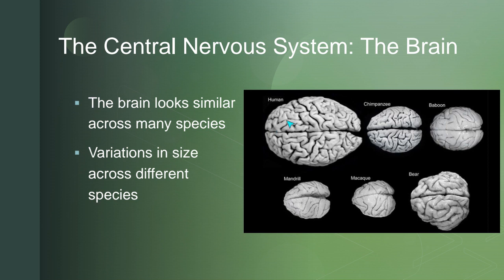Differences in the number of folds, but we do have some similarities. We've got a left and a right side. All these brains have some degree of foldiness to them. So the brain looks similar across many different species, but there are some variations in size across different species.